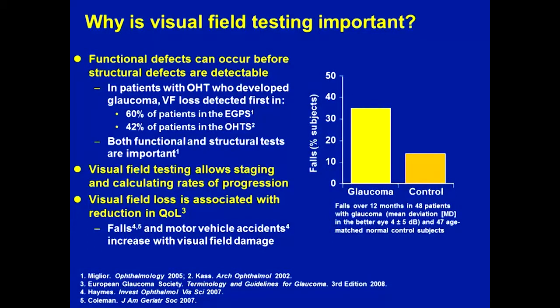Second, visual field testing allows for staging and calculating rates of progression. We will talk about that later. And finally, visual field loss is associated with reduction in quality of life. As you can see in this graph, a group of patients with glaucoma and a mean MD of 4 decibels in the best eye had, in 1 year, twice as many falls as the control group with normal visual field in the same period of time.